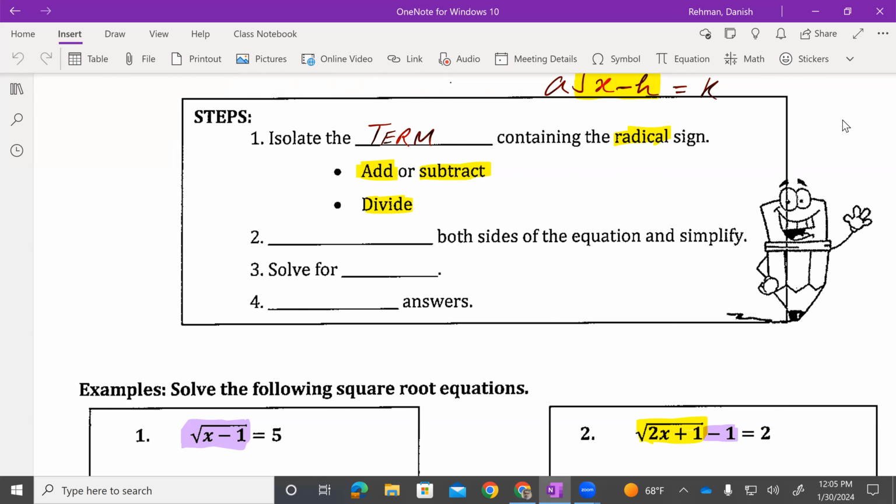If your radical term is isolated, then what will you do? Once it's isolated already, you will take a square on both sides. Square both sides of the equation and simplify. These are the steps. Once it's done, the square root will be gone. There will be no radical sign in your equation. And then you will simply need to solve for the variable, whatever the variable is, x or y, depending upon your question.